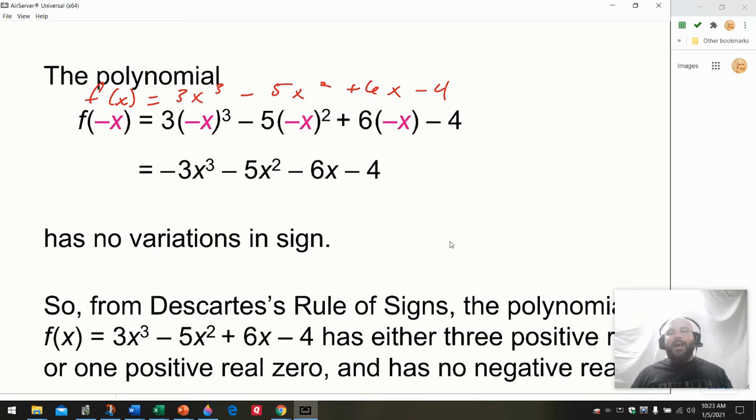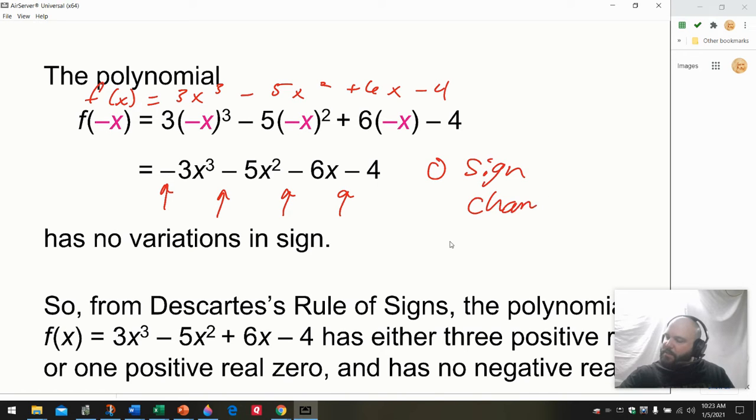And so what you see now is we have a new polynomial. This new polynomial has 0 sign changes. And we can see that because this is negative, negative, negative, negative. Every term is negative. There are 0 sign changes.